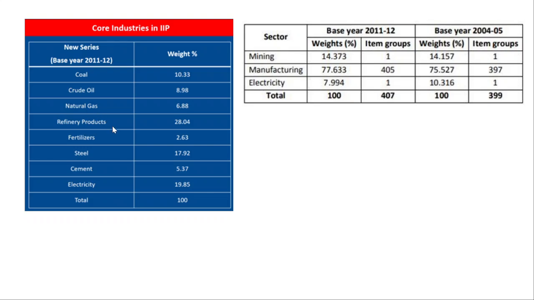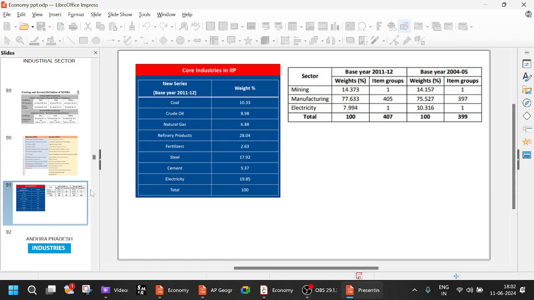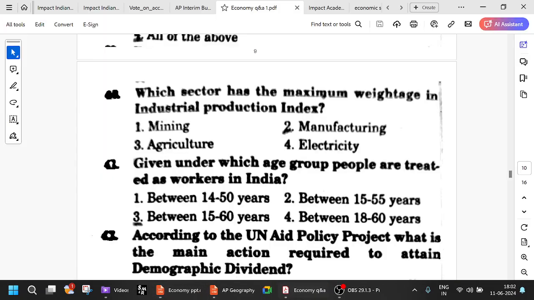And we have seen here refinery products, electricity, steel and coal. Also remember these things, very, very important. All these 8 things: coal, crude oil, natural gas, refinery products, fertilizers, steel, cement, electricity. So all these are very, very important.